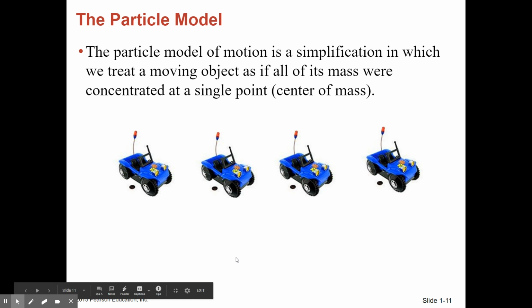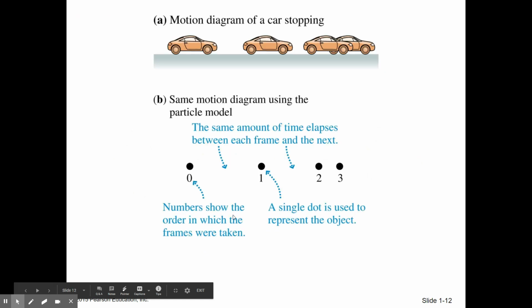All right, let's go to the next slide here. So here's another kind of example of what I'm talking about. Well, they call them particle models. I like to call them motion diagrams as well. So here we have a car moving down the road, and you can see that they're bigger spaced here, and now they're getting smaller space between them.